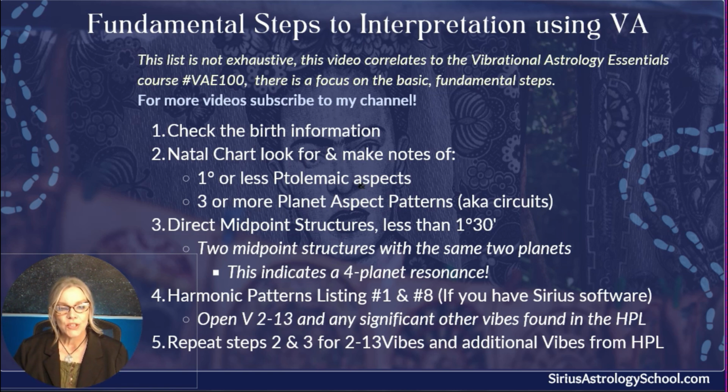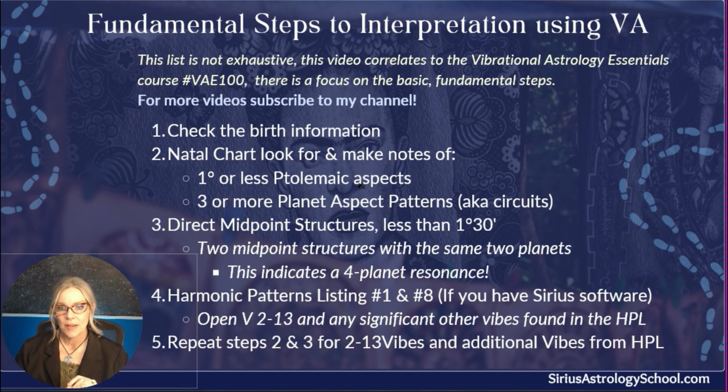The next thing I would do is pull up direct midpoint structures. I made a video about direct midpoint structures as well if you're interested in learning more about those. But I would look at the ones that have an orb of a degree and a half, so a degree and 30 minutes or less. And then I would also look at whether there is more than one midpoint structure that has the same two planets in it. I'll give examples of all these things as I go into the slides here.